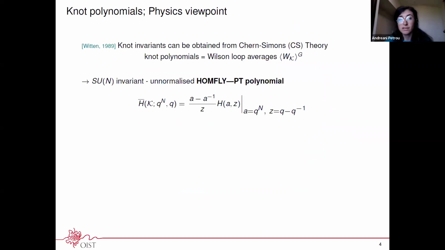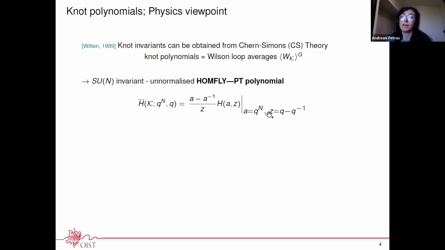And these polynomials are unified in the framework of Chern-Simons theory according to Witten, which basically tells us that they can be obtained by averages of Wilson loops corresponding to some particular gauge group. So the HOMFLY polynomial corresponds to the choice of SU(N). And in fact, this average will give us a quantity that we call the unnormalized version because it involves some overall multiplication.